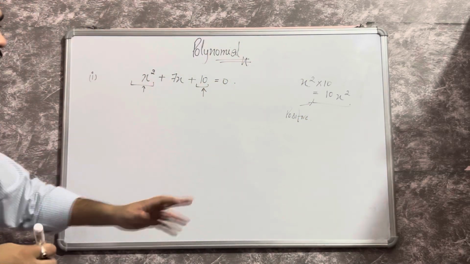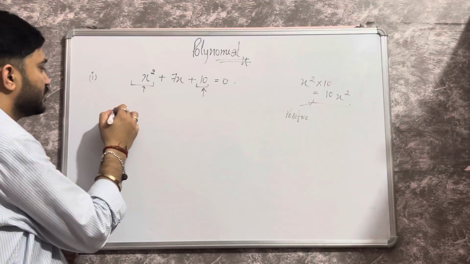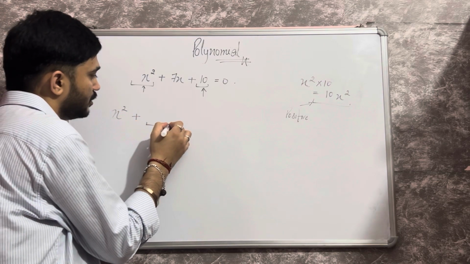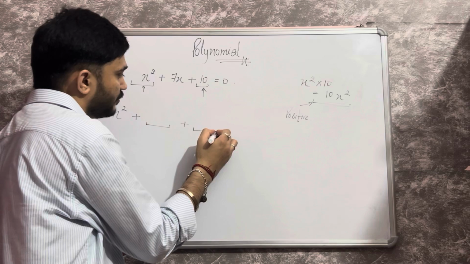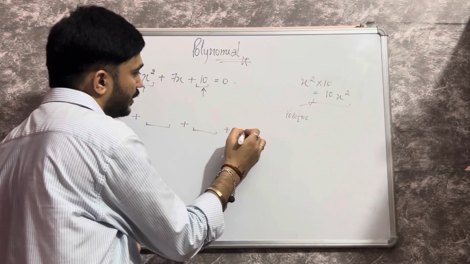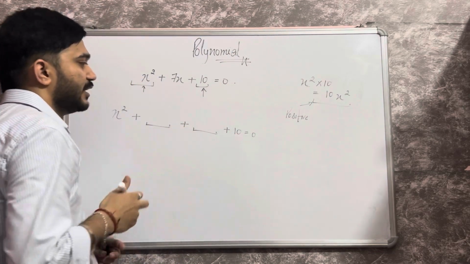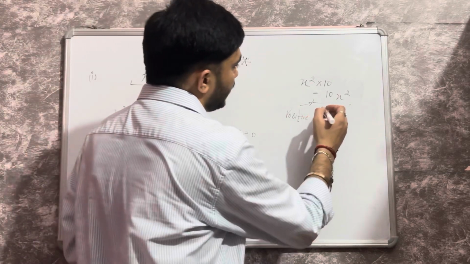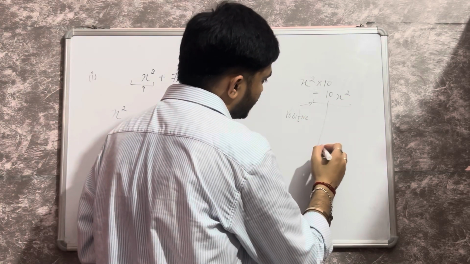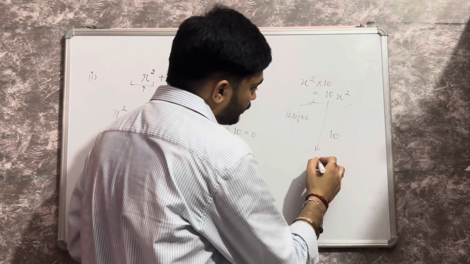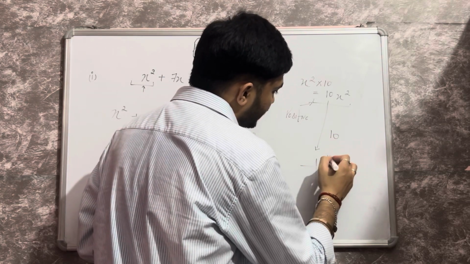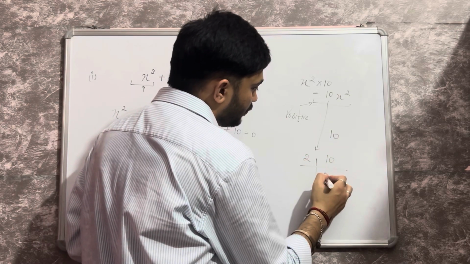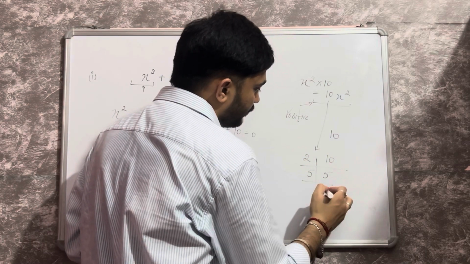It is positive? Yes. So write the first term as it is, x square, plus leave two spaces in between them and add a plus sign in between them. Now take this coefficient, that is 10. Do its prime factorization. The prime factorization of 10 is 2, 5, 5 and 1.